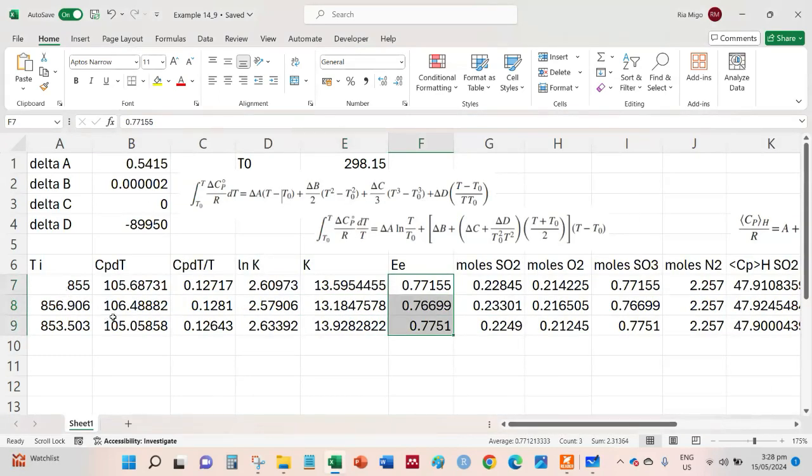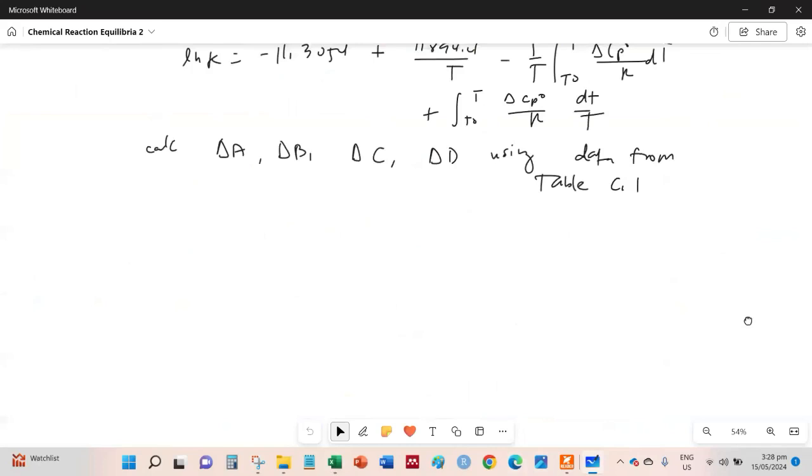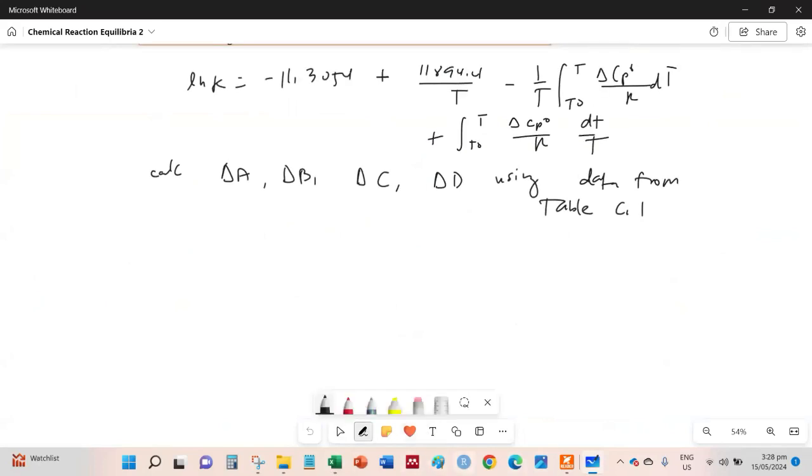So anyway, the temperature is 855.7. And then the epsilon will converge to 0.77, and that's the time you will be able to solve for the rest. Iterate using the procedure that I described earlier.